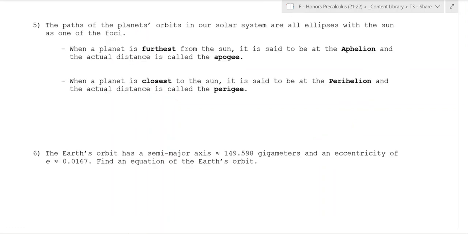So let's talk about orbitals. Very cool. The paths of planets' orbits in our solar system are ellipses with the sun as one of the foci. Pretty cool. When a planet is furthest from the sun, it is said to be at the aphelion, and then the actual distance is called the apogee. When a planet is at the closest, it is at the perihelion, and the actual distance is called the perigee. Pretty cool terms. I like it.